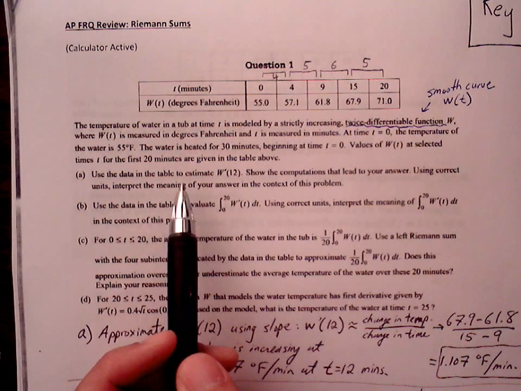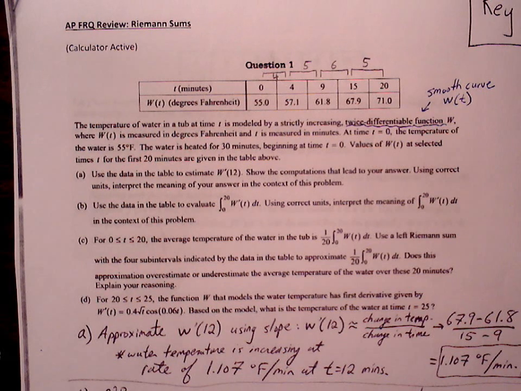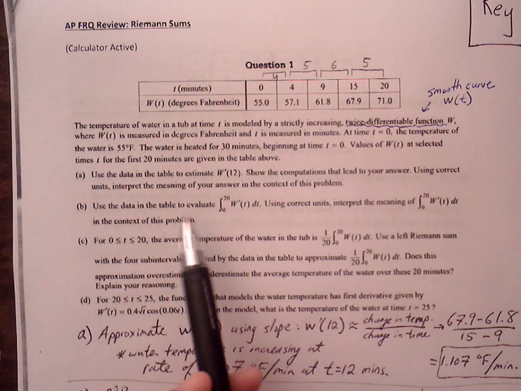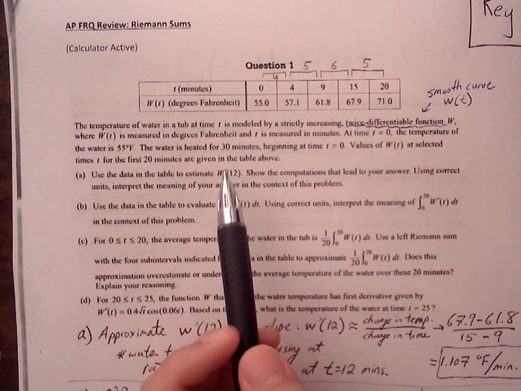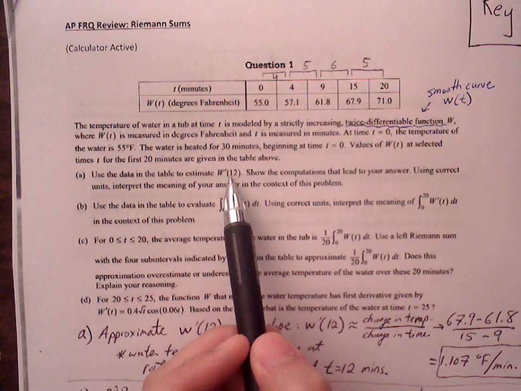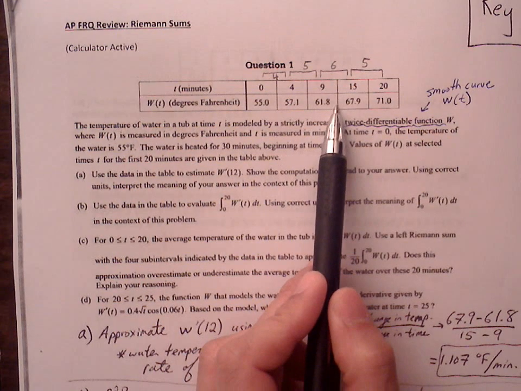So part A, use the data in the table to estimate W prime of 12. Show the computation that leads to your answer. Using correct units, interpret the meaning of your answer in the context of this problem. So W prime of 12 is asking for basically the rate of change of temperature on the 12th minute, at the 12th minute.